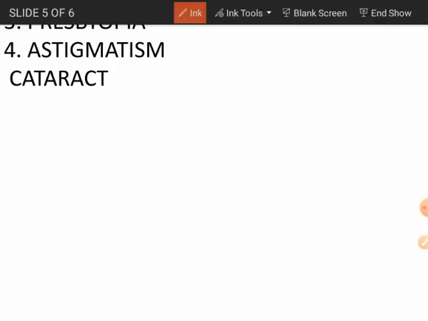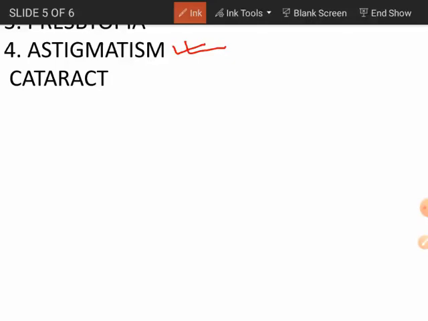The fourth defect is known as astigmatism. In this astigmatism, it is not the defect of the eye lens. Up till now, whatever we talked about, myopia, hypermetropia, presbyopia, all those are defects of the converging power or relaxing power of ciliary muscles, and of the size of the eyeball. But in the case of astigmatism, it is not due to the converging power or the increase in size or relaxing power of ciliary muscle. It is not related with that at all.